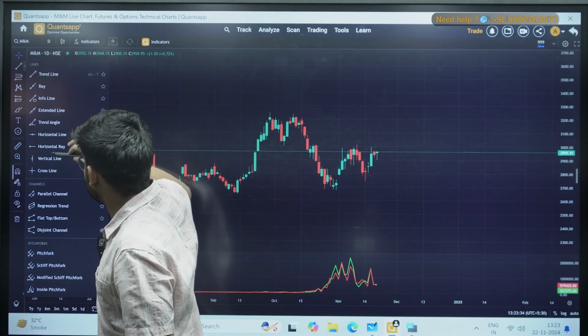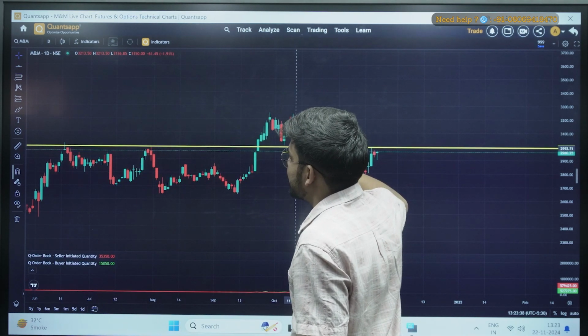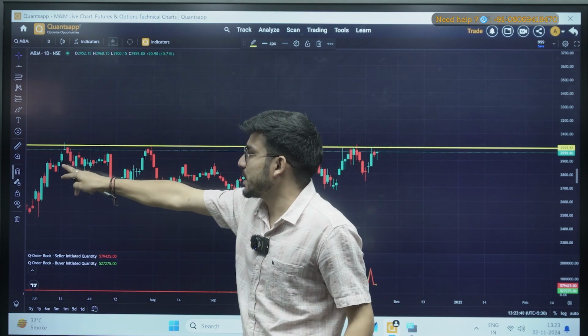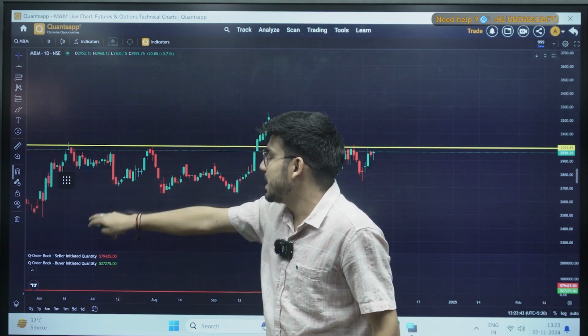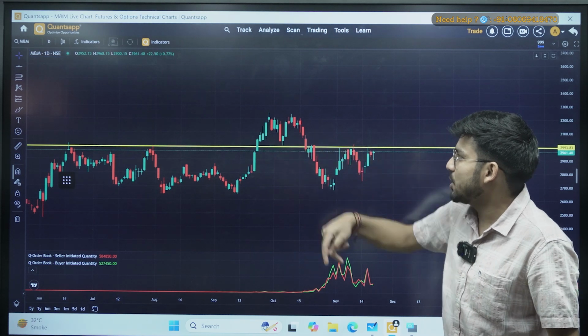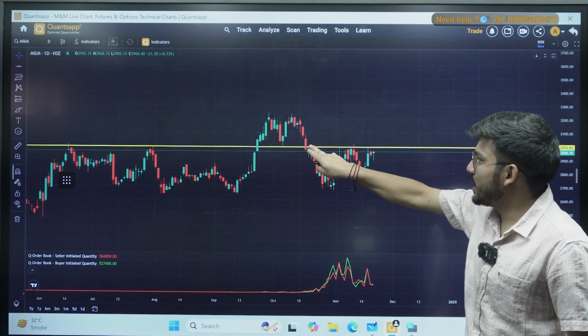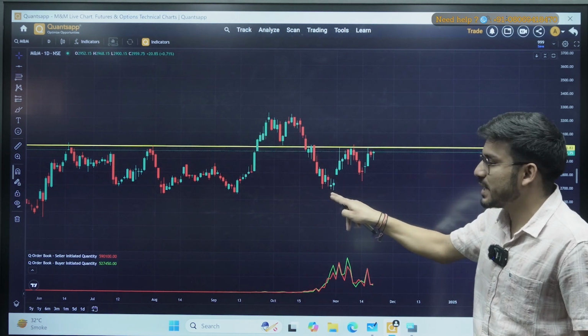I'll just choose a line here. You can see this was the resistance that my market was maintaining for a long time. My market took a resistance here, and again took a resistance here. When this resistance was broken out, there was a good movement in the upward direction. Then it acted as a support, and when this support was broken out, there was a good movement in the downward direction.